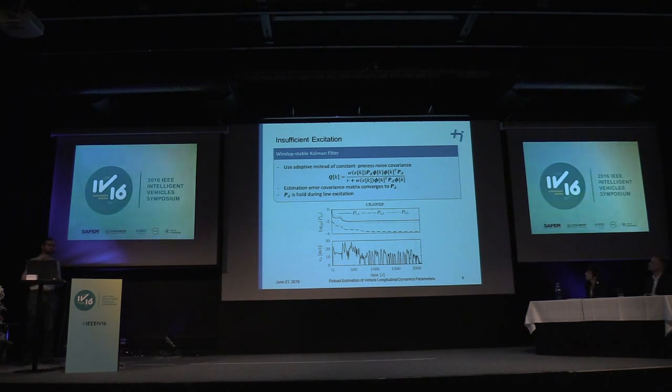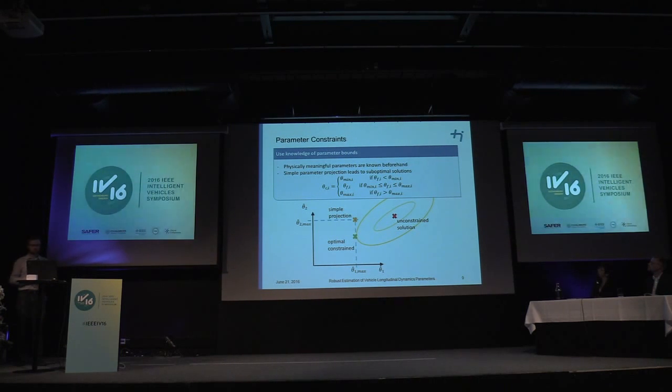This problem can be solved by using an adaptive forgetting factor. A normal RLS algorithm has a constant forgetting factor, and whenever you have insufficient excitation, the covariance matrix grows up. So we are using an adaptive forgetting factor, which depends on the excitation, and you can also give this adaptive algorithm a P matrix, which is the matrix the covariance matrix goes to when the system is excited, and when the system is not excited, the covariance matrix stays at this value. This can be seen here for the same test drive. During this situation with low excitation, the covariance matrix does not grow anymore.